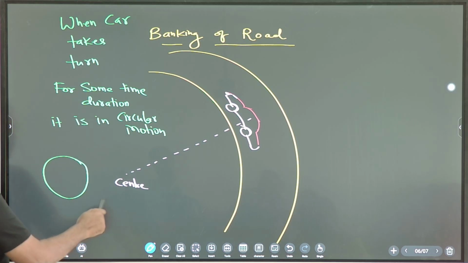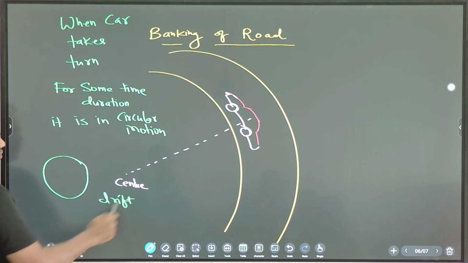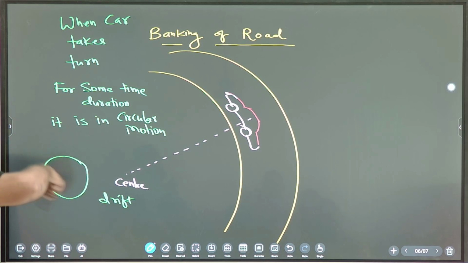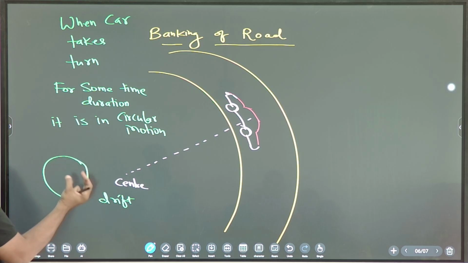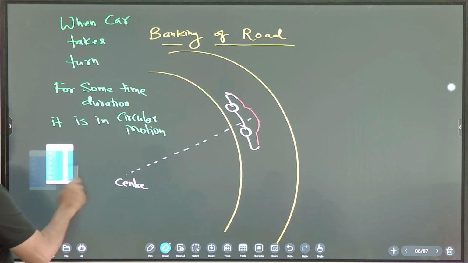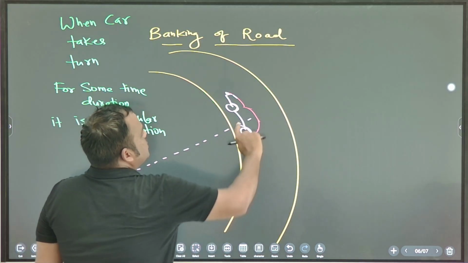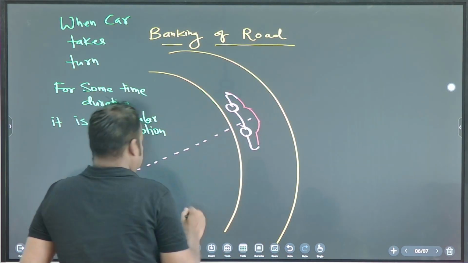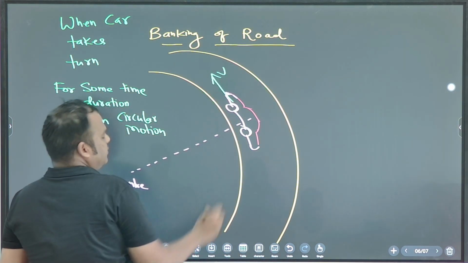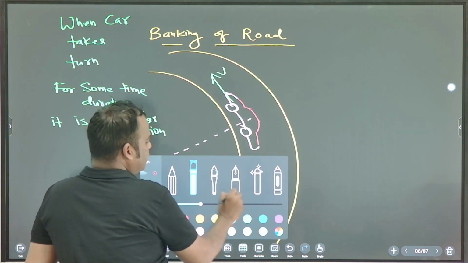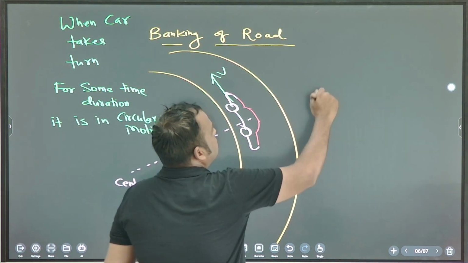You have seen drift. Sometimes in racing they do drift like this, circle, circle, circle. A lot of heat and smoke comes from the car, right? So that is circular drift. Fine. So centrifugal force will be outward. Suppose the speed is V. What is the direction of centrifugal force? Outward.